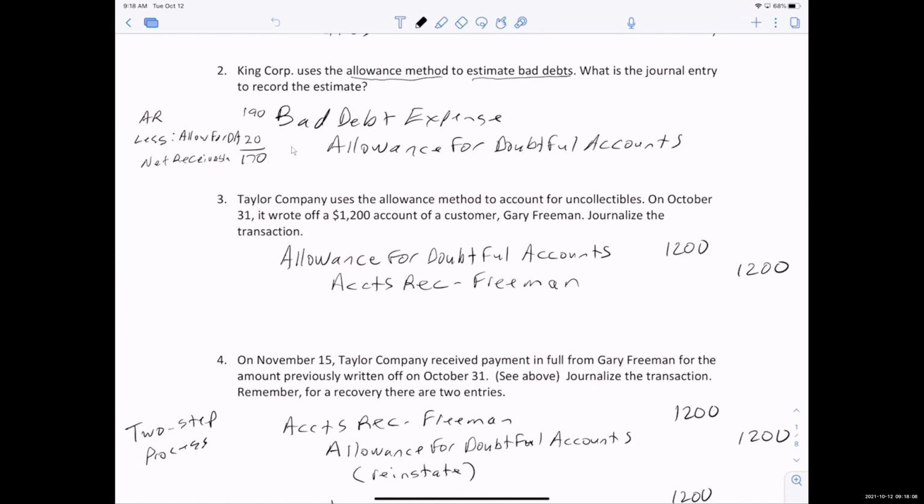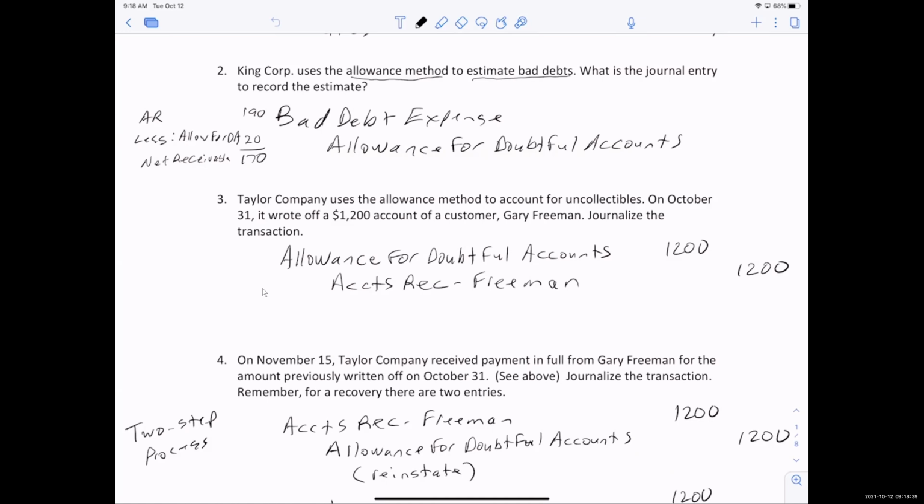So these are the 2 entries that you really need to remember, and they don't change. When you make the estimate, it's kind of like estimating depreciation, right? Same thing. We're estimating the bad debt expense. So debit bad debt expense, credit allowance for doubtful accounts. And that's the estimate. And then when you actually write a customer off, it's debit allowance for doubtful accounts, credit accounts receivable.